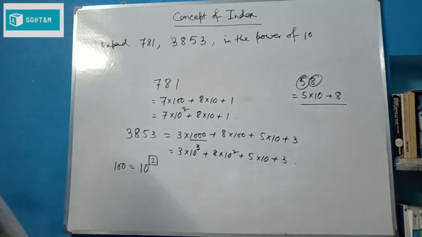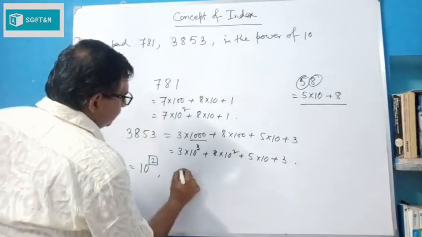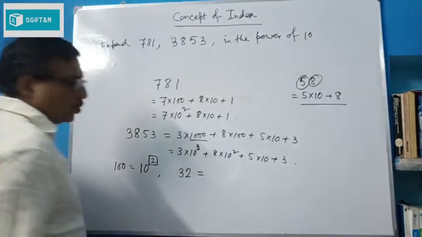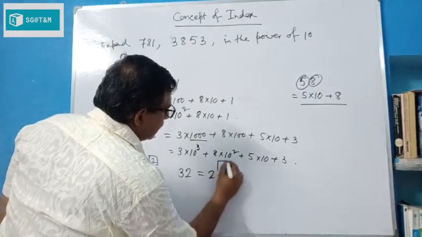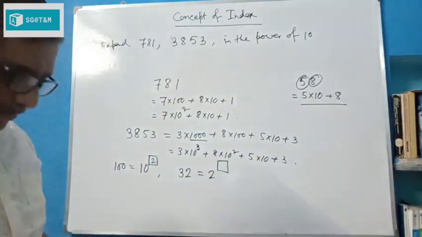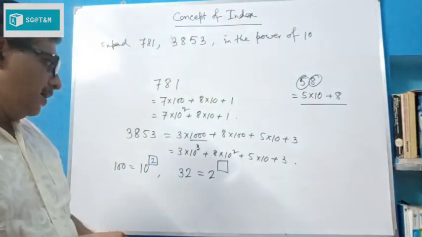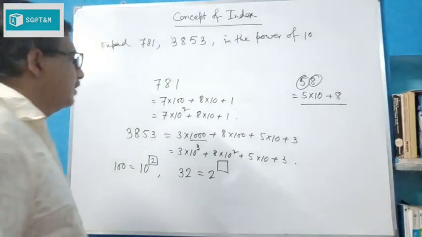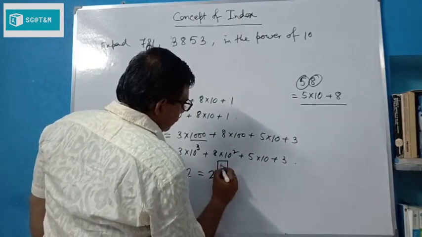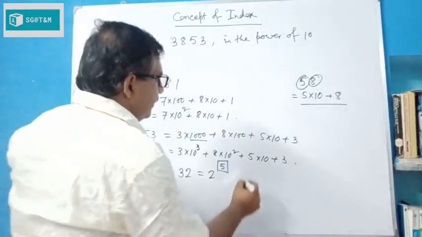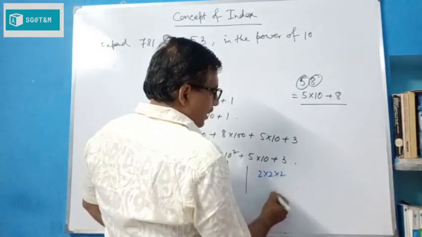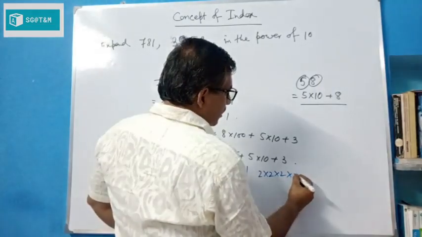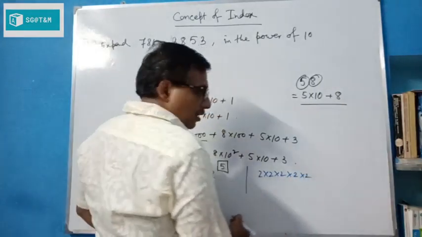Similarly, express 32 in powers of 2. How many 2's are there? If we multiply, then we get 32 is nothing but 2 to the power 5. How do we get this? Just follow me. 2 2's are 4, 4 2's are 8, 8 2's are 16, 16 2's are 32.